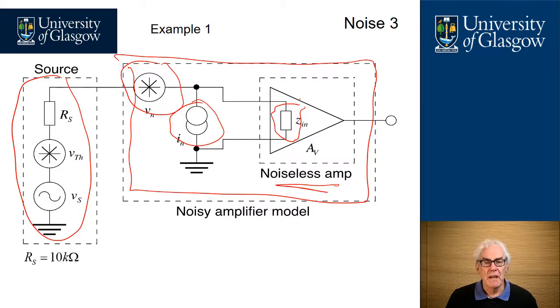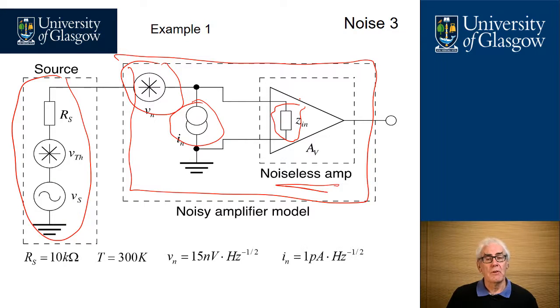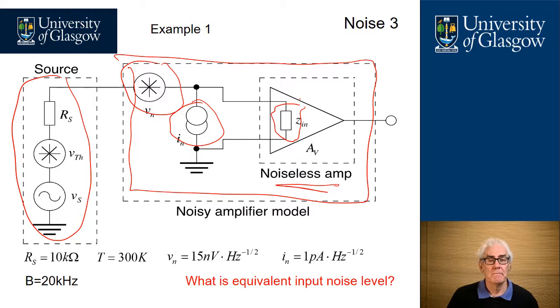For the example we're going to look at here, we're going to assume the RS has a source resistance of 10 kΩ, that the temperature is 300 degrees Kelvin or approximately 27 degrees centigrade, that the noise voltage associated with the amplifier is 15 nV per root hertz, and the noise current is 1 pA per root hertz. And we're going to consider the noise across a bandwidth of 20 kHz, which happens to be approximately the audio bandwidth. What we want to know is what is the equivalent input noise voltage for this circuit in these circumstances.